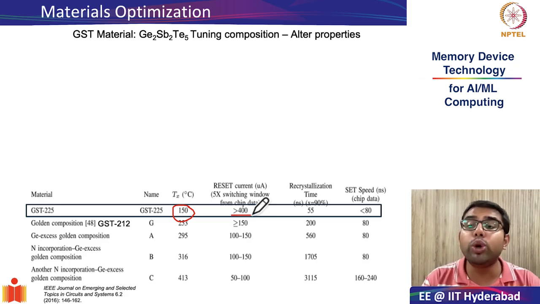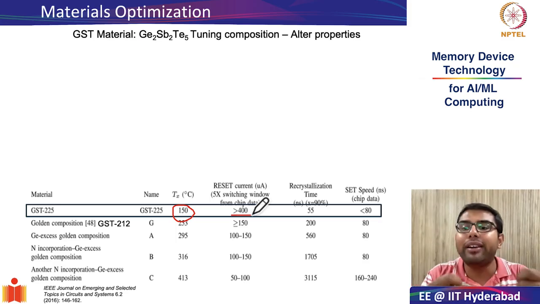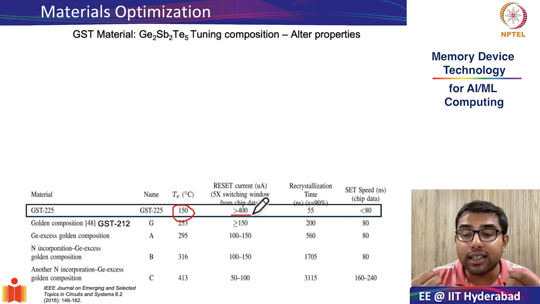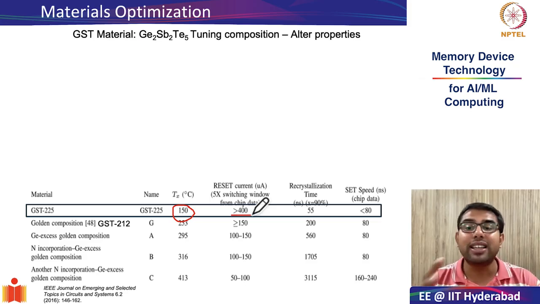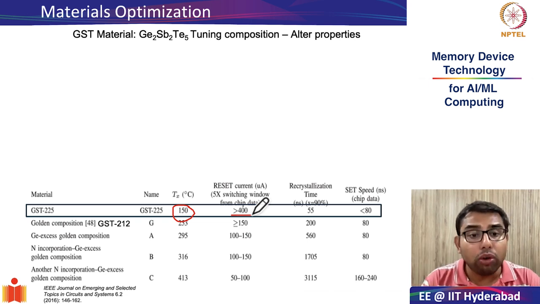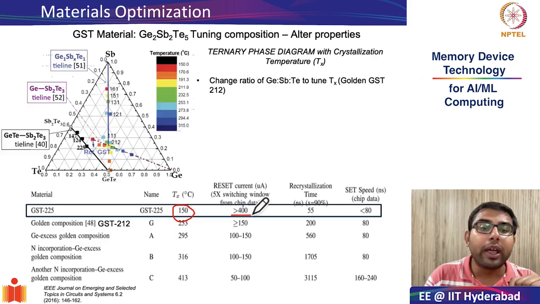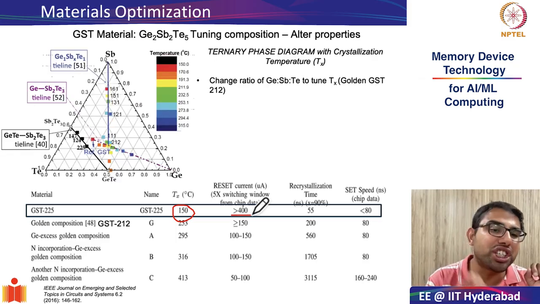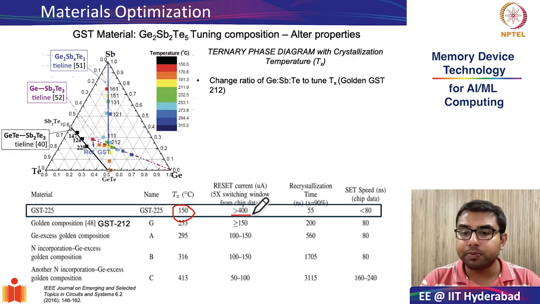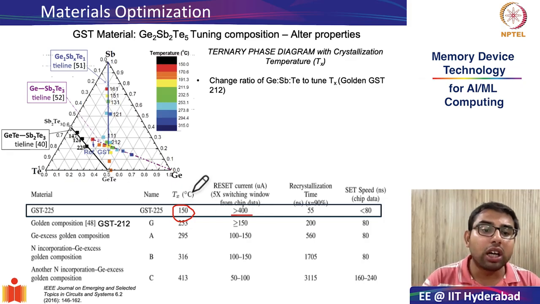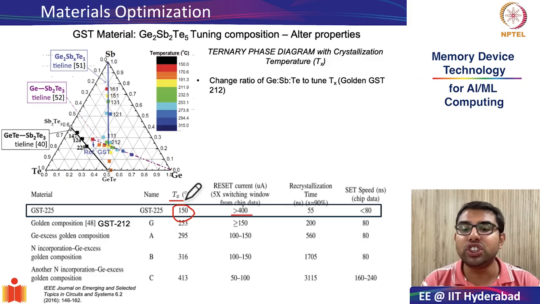So what you have to do when you do a reset is a very fast melt and a very fast quench. And to do a fast melt and fast quench, the amount of reset current you need to supply to the PC RAM, or to the system, needs to also be very large. And therefore, in order to reduce the reset current, you need to play with the composition of this GST material. So the idea is, can we increase the crystallization temperature of this GST material?